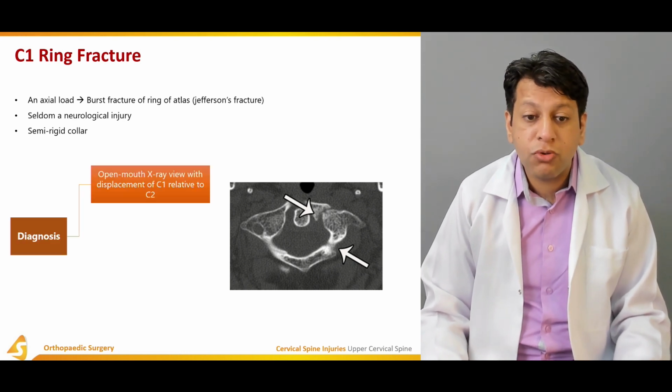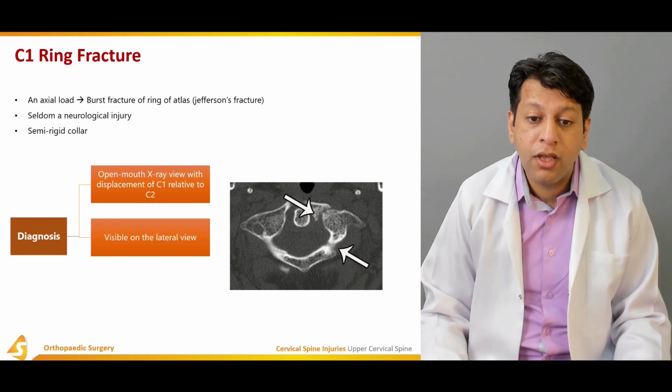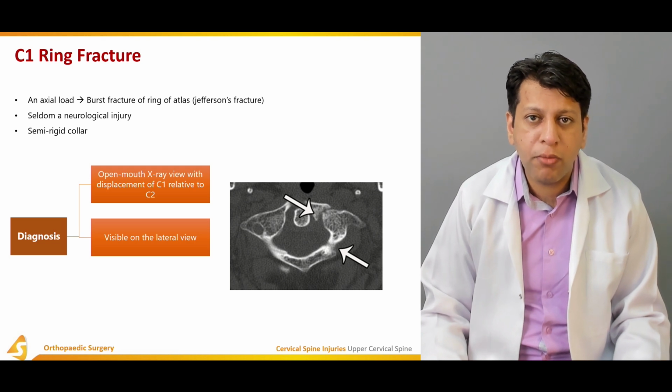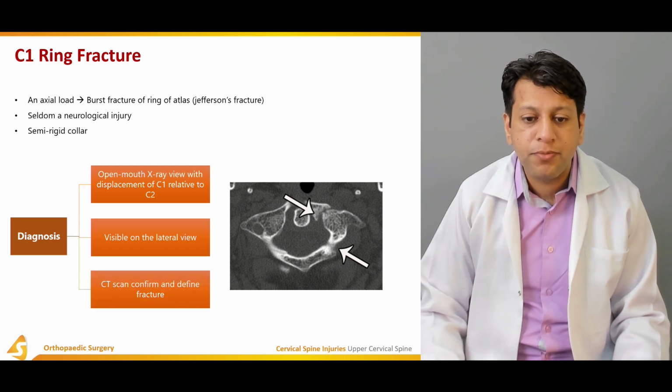How to make a diagnosis? As I told you, the diagnosis on x-ray is always on an open mouth view, where the displacement of C1 relative to C2 is important. It's usually visible on the lateral view, but on the lateral view we are seeing it from one side, so we are not sure whether both the arches are involved or not, but involvement of both sides can be easily seen on the AP view or open mouth view of the x-ray.